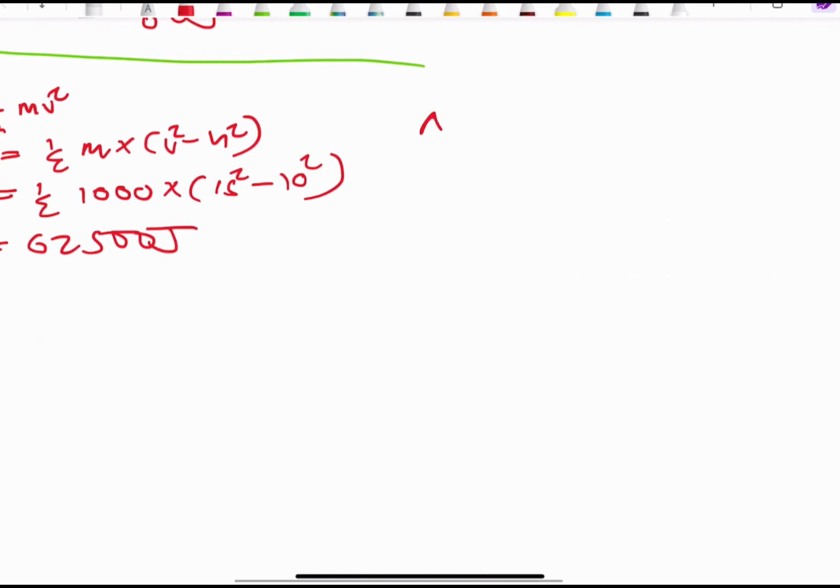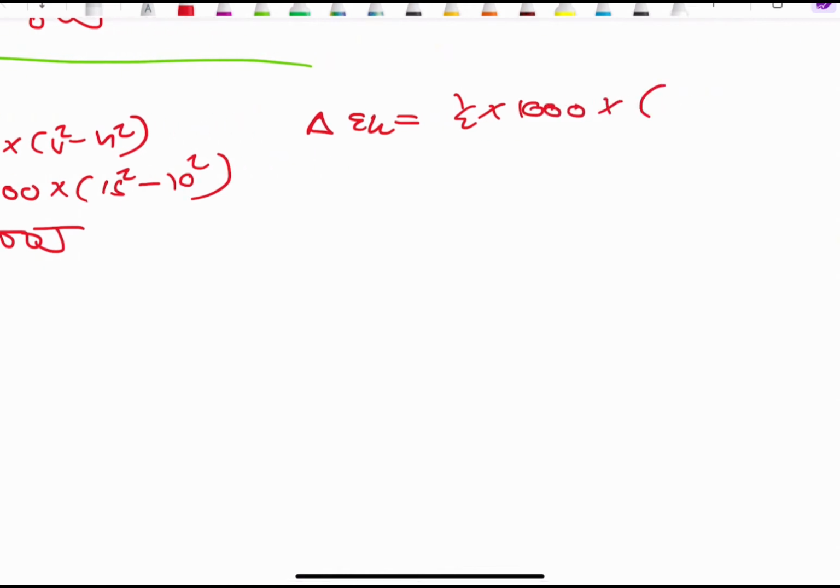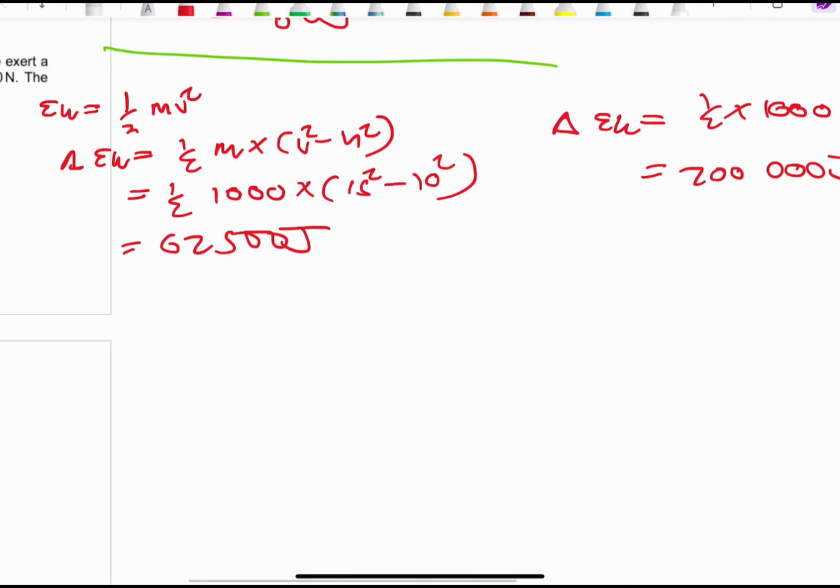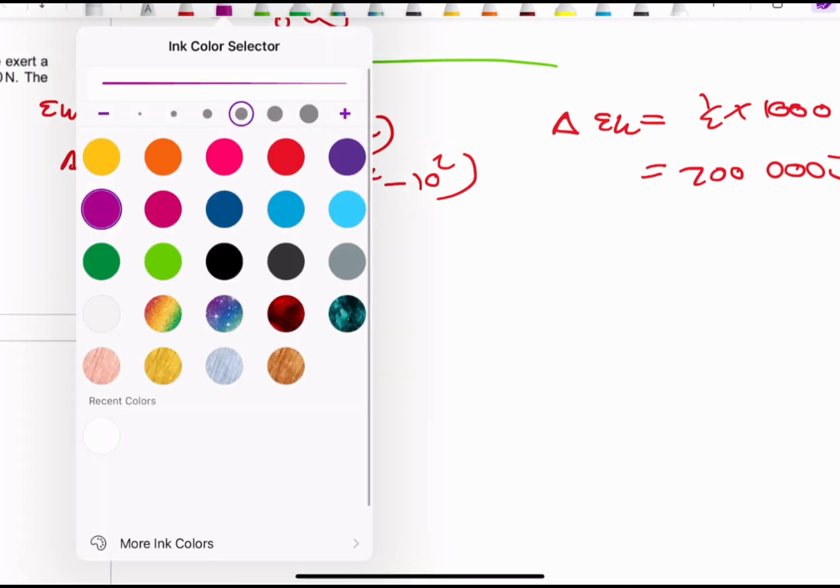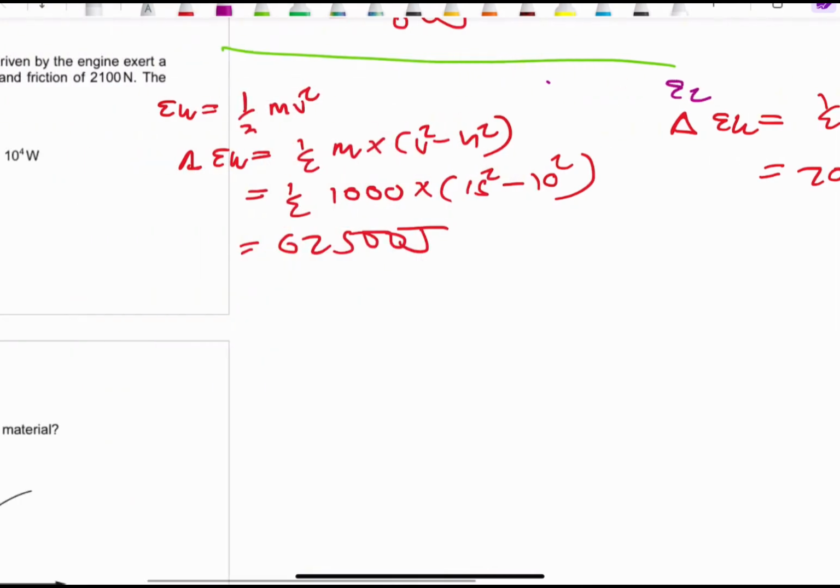The other one, delta EK for the other scenario, is 1/2 times 1,000 multiplied by the value of v, which is 25 squared minus 15 squared. It's going to give you about 200,000 joules, right? So these are the two, E1 and E2, that you've got. This is E2, okay? And this is E1.